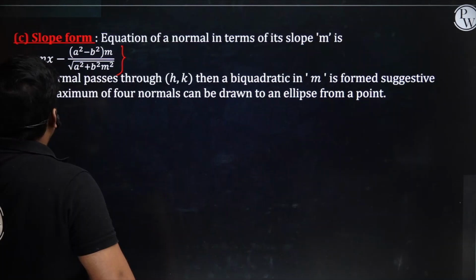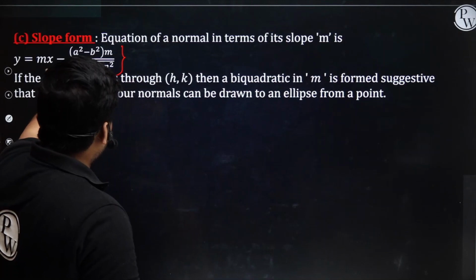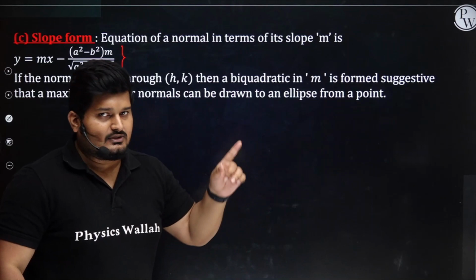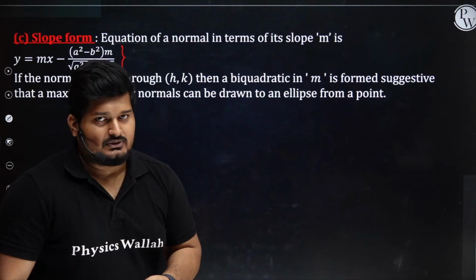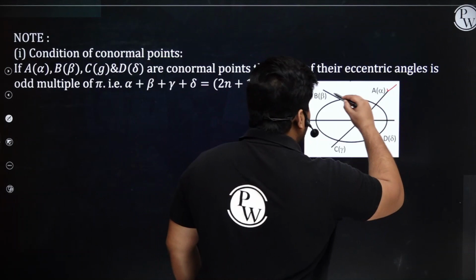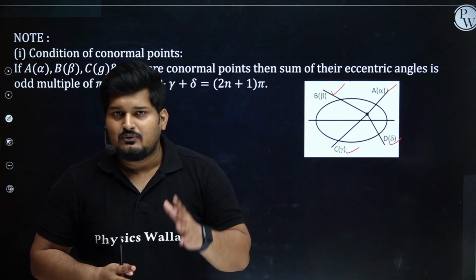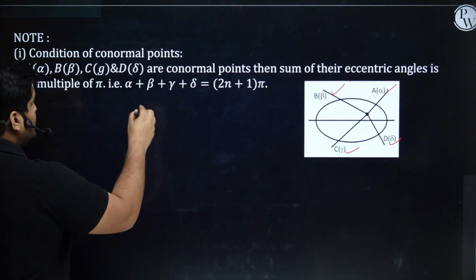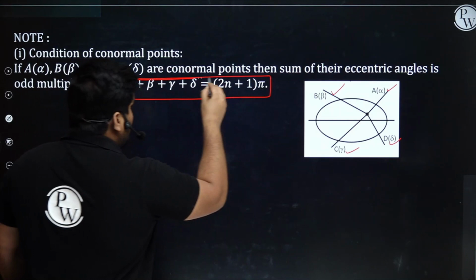So you see here, if you let it pass through h comma k and do squaring, then you will have a fourth degree equation in slope, right? If you pass it through h comma k, you will have a fourth degree equation. Now if you remember the concept of conormal points in parabola, exactly the same way you can understand that here there will be four points, alpha, beta, gamma, delta, because we are getting a fourth degree equation, so we are going to have four normals here. Let's say these are the feet of the conormals, then this is one property: alpha plus beta plus gamma plus delta is an odd multiple of pi. Now this property you can skip also, because in JEE Main this property has never been asked yet. Okay, so let's move on, guys.